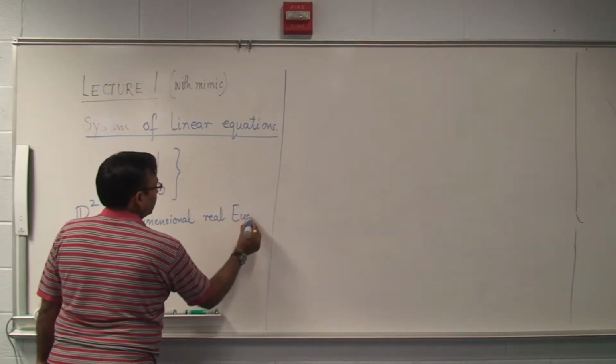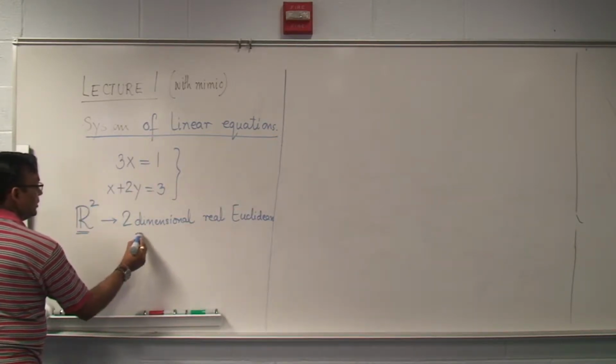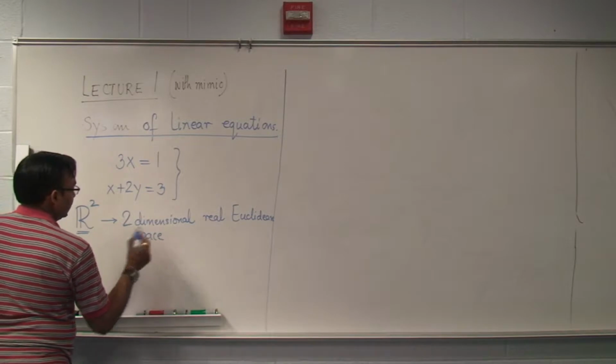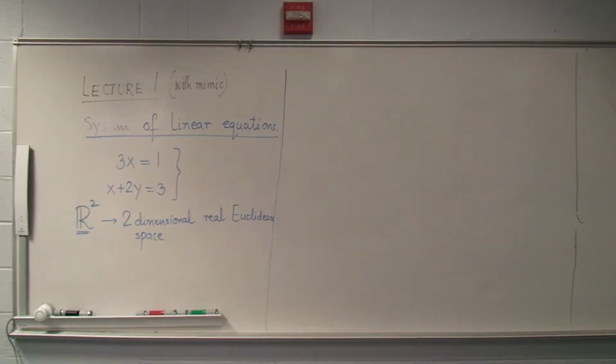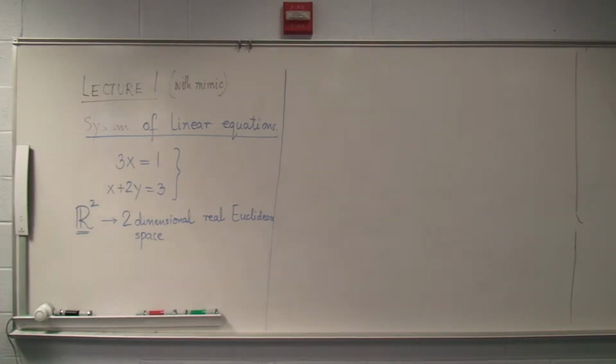I'll add a word over here which may or may not mean anything right now. It's a 2-dimensional real Euclidean space. Real because we'll be dealing with real numbers as our scalars. Euclidean has something to do with the geometry of the space, and it will follow all the rules of Euclidean geometry.